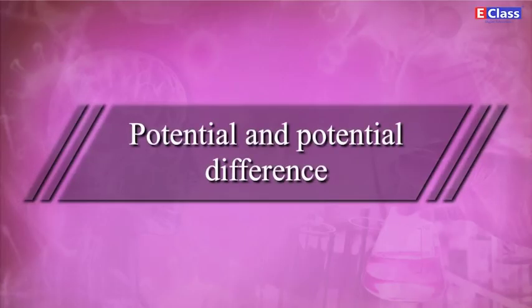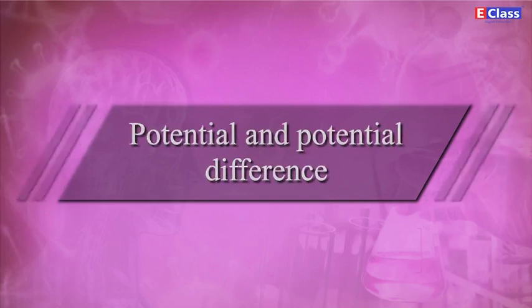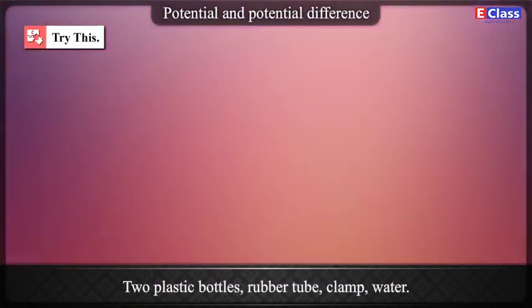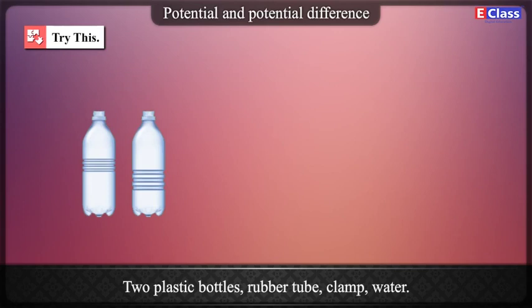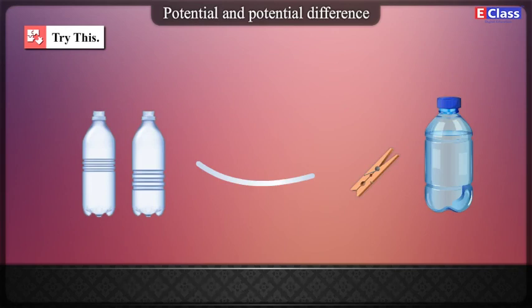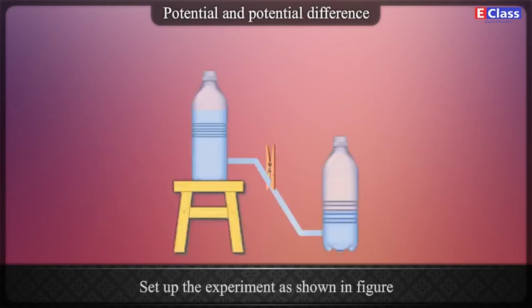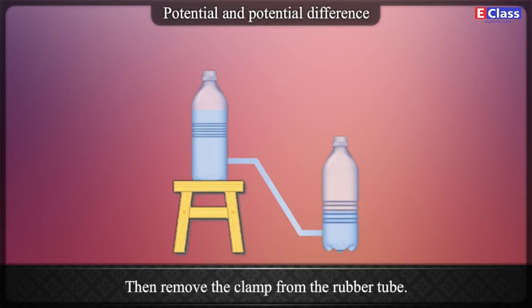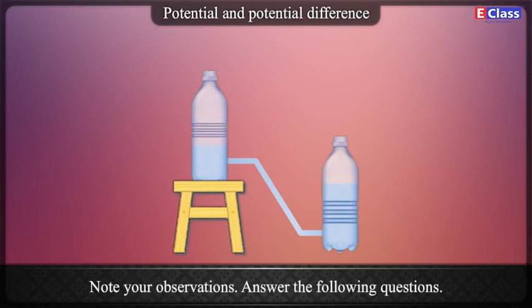Potential and potential difference. Try this. Equipment: 2 plastic bottles, rubber tube, clamp, water. Procedure: Set up the experiment as shown in the figure. Then remove the clamp from the rubber tube. Note your observations. Answer the following questions.